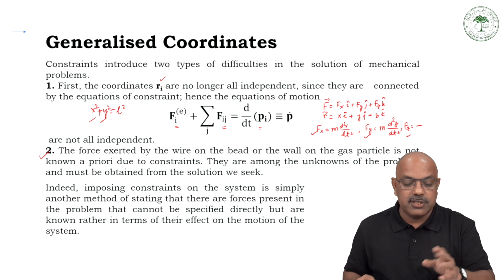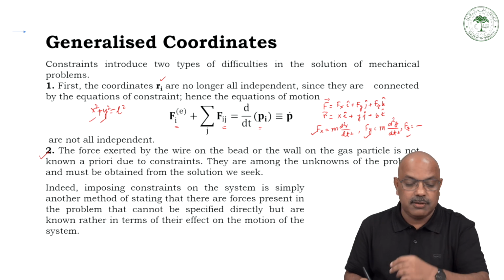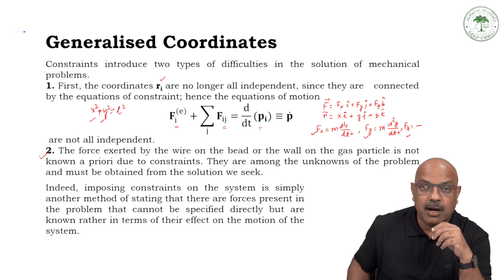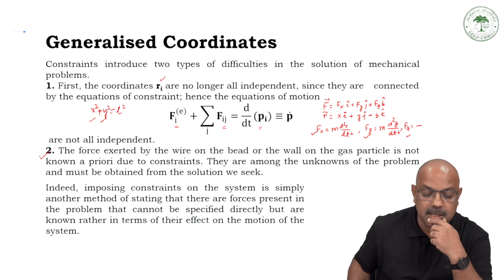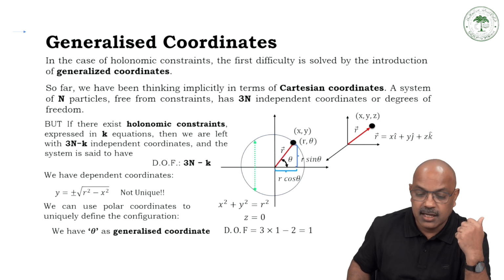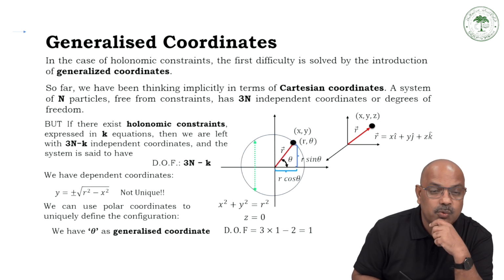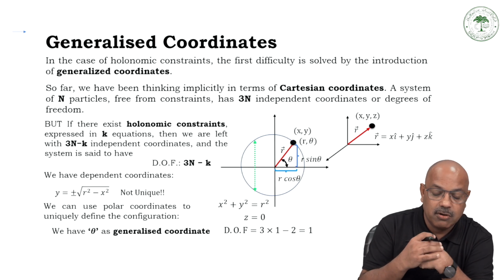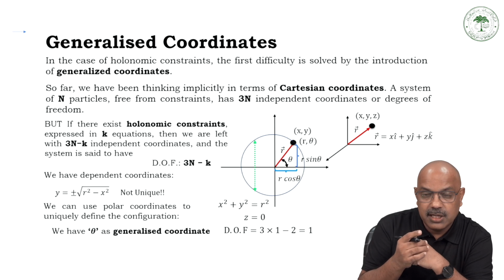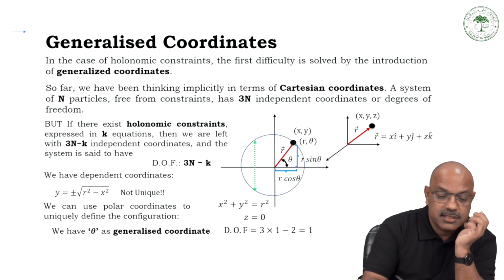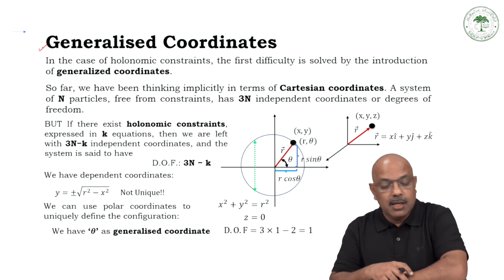So the solution to the first problem, where the coordinates are not independent, that is, they become dependent, to get rid of that, we generally define the generalized coordinates. What we're talking about is only for holonomic constraints, not for non-holonomic constraints. So when we constrain our system with holonomic constraints, the first difficulty is solved by defining these generalized coordinates.